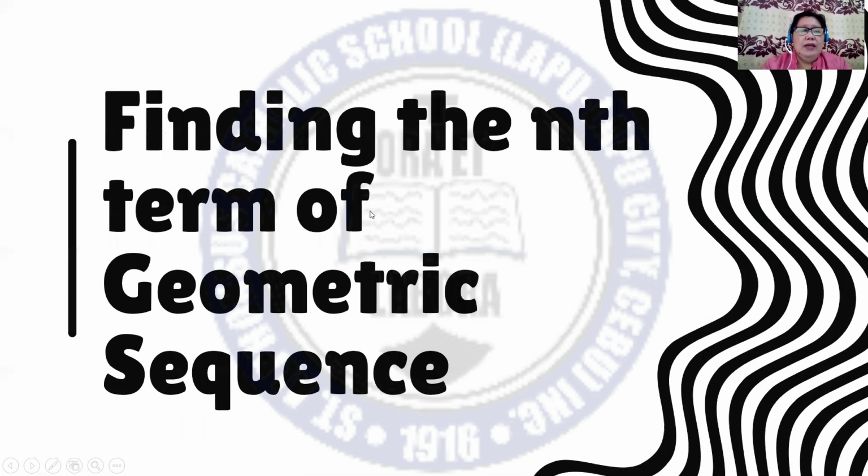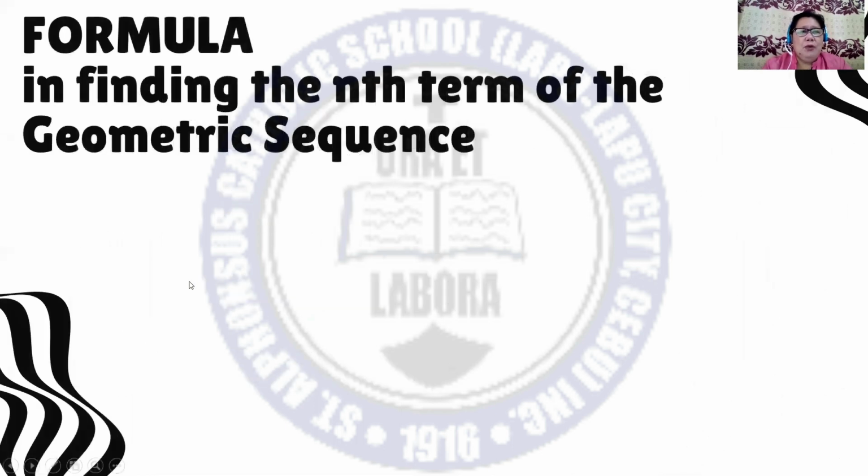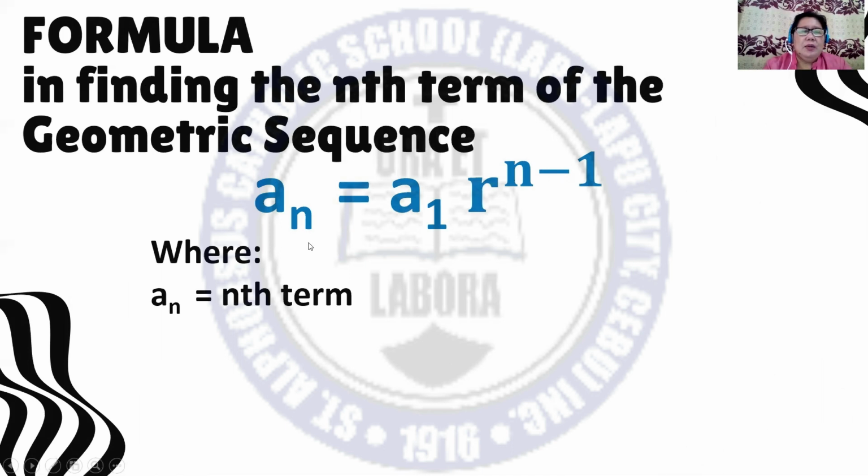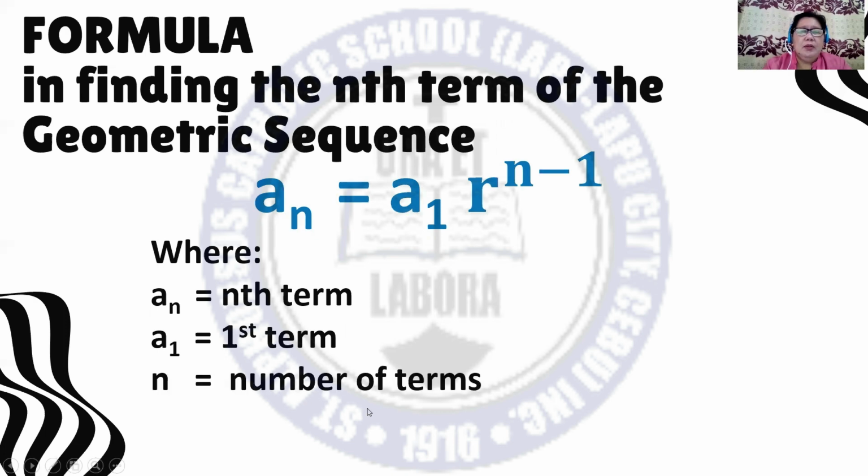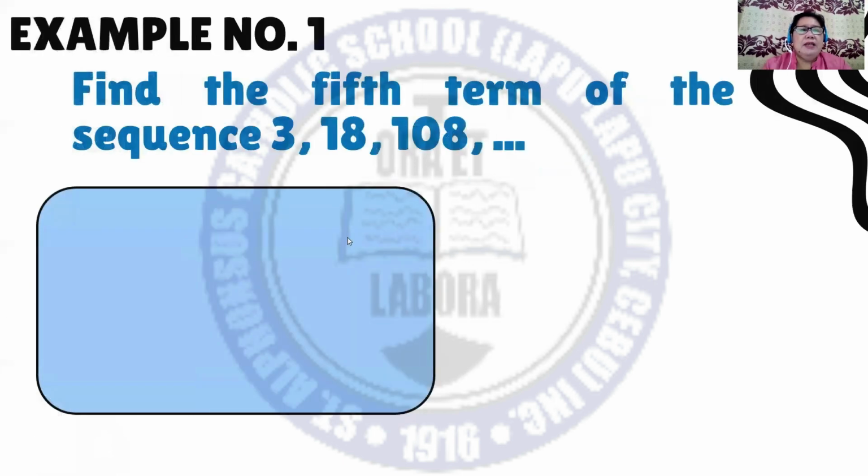Now, to find the nth term of a geometric sequence, we can use a formula. The formula is a sub n is equal to a sub 1 times r raised to the exponent n minus 1, which is the last term of the previous slide, where a sub n is the nth term, a sub 1 is the first term, n is the number of terms, and r is the common ratio. Let us have an example.